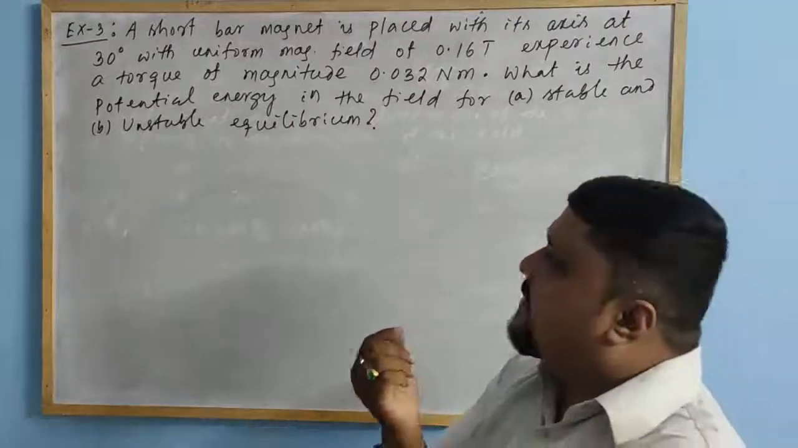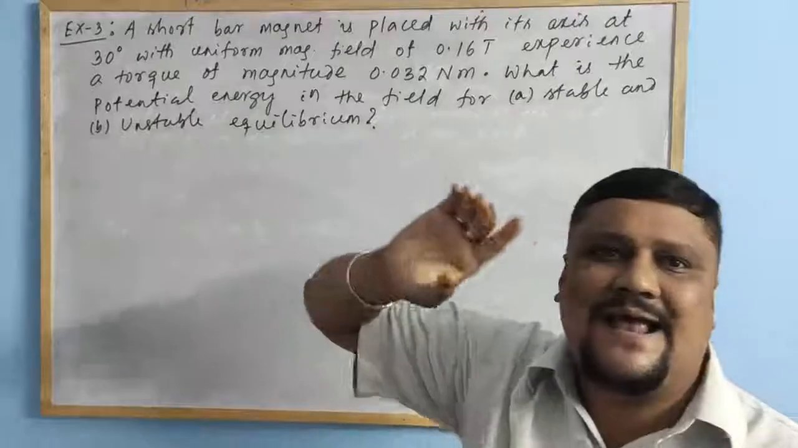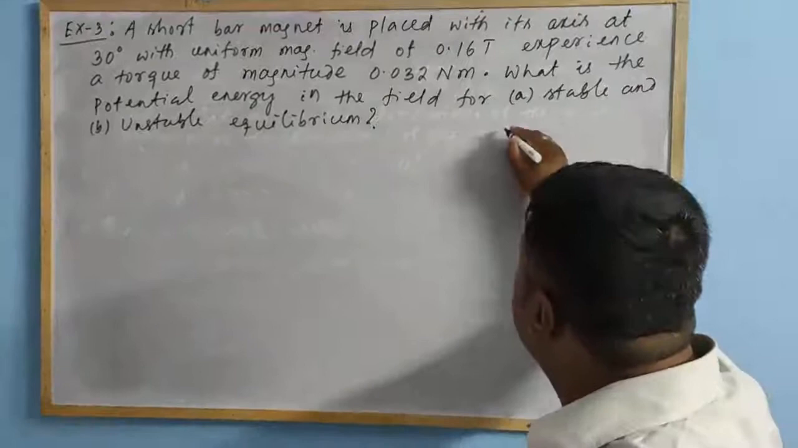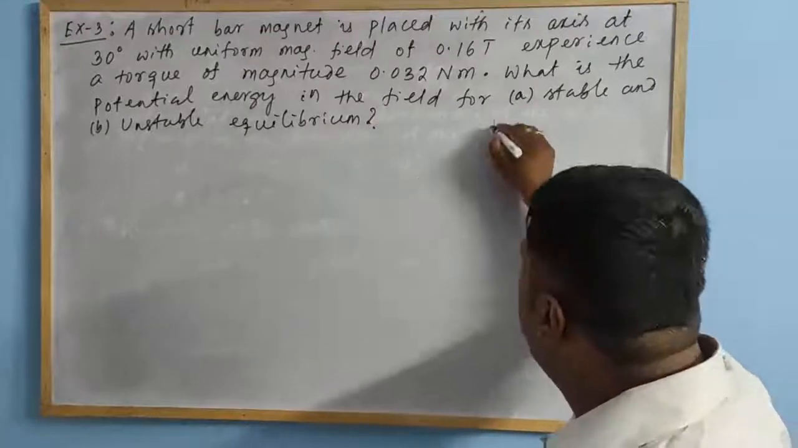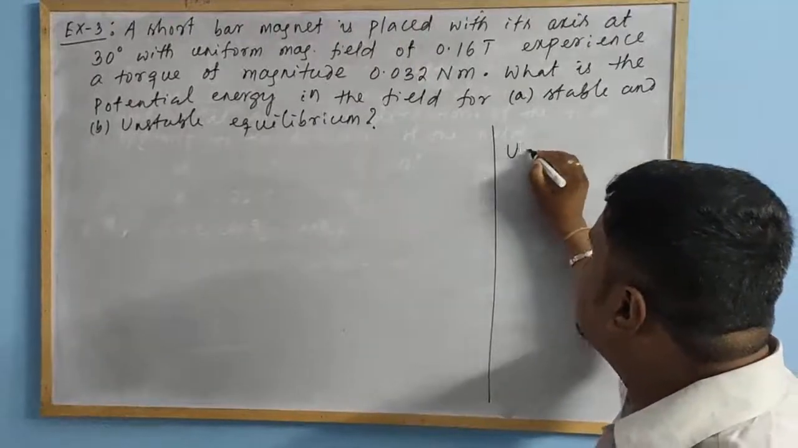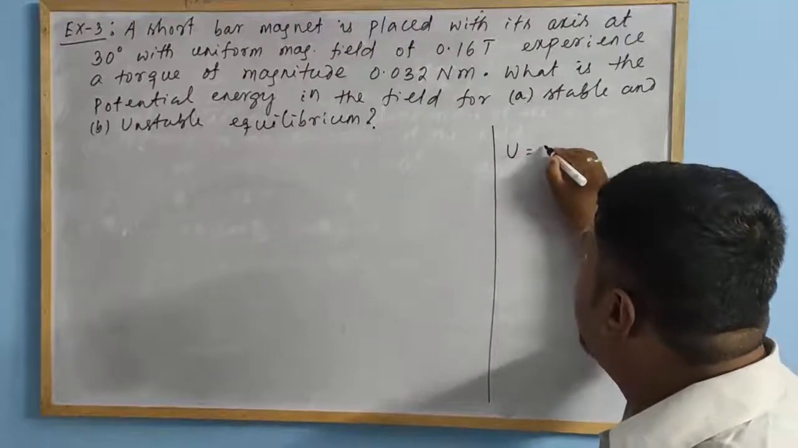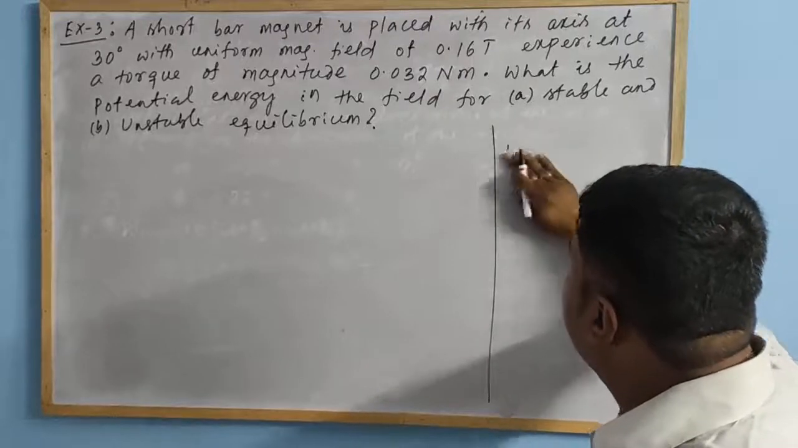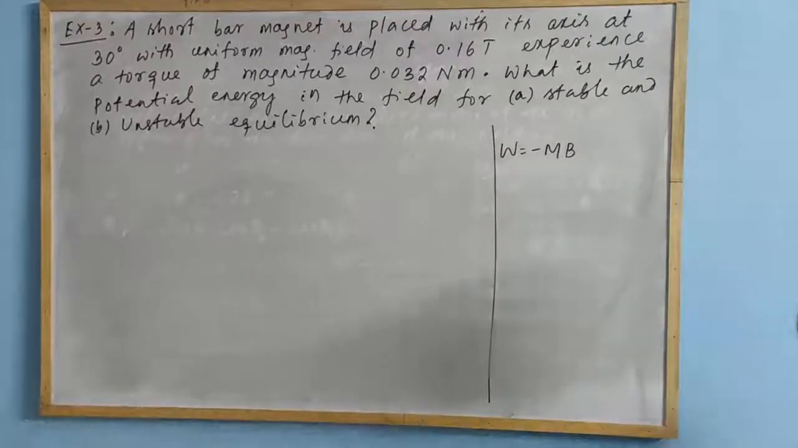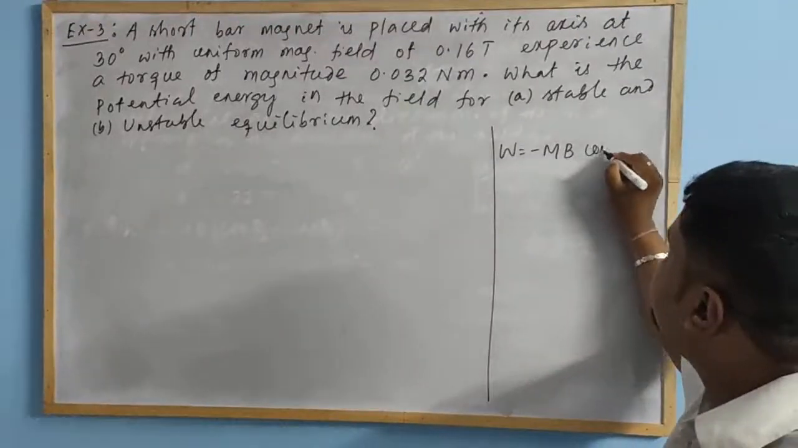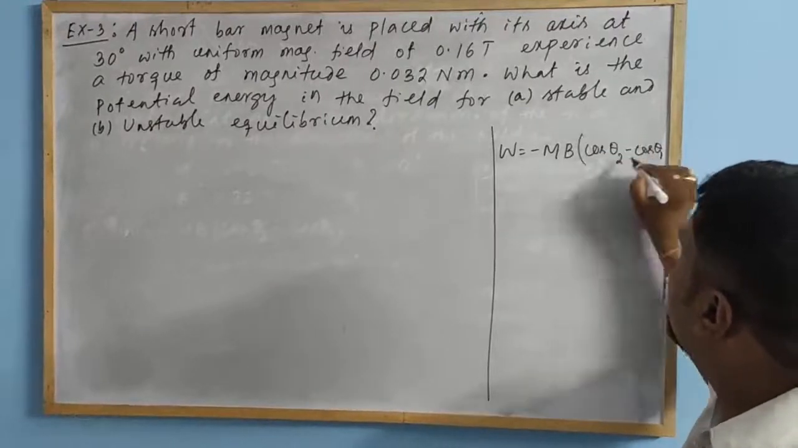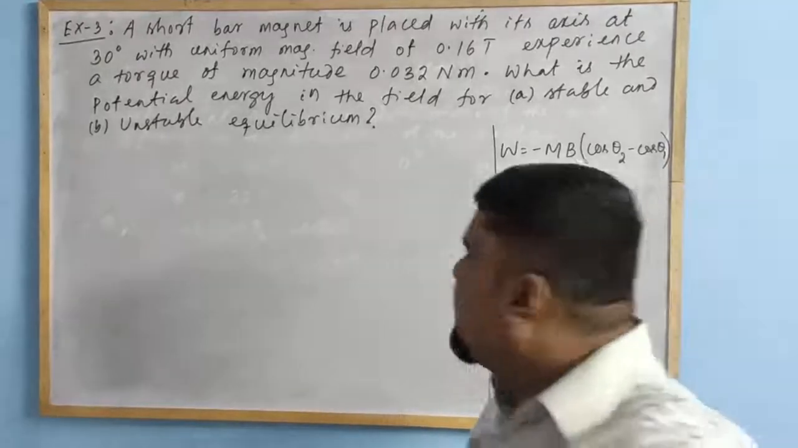When we want to calculate this potential energy, what do we require? When you calculate this potential energy for stable and unstable equilibrium, as you know, U, the potential, is equal to the work done formula. That work done W is equal to minus MB (cos theta 2 minus cos theta 1). That you already know, the formula for work done.